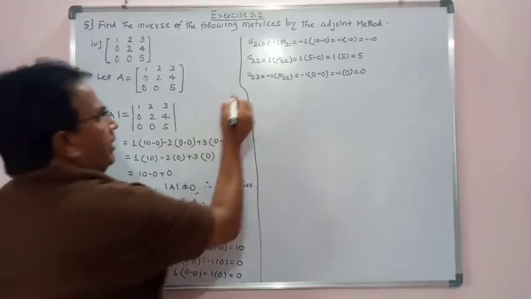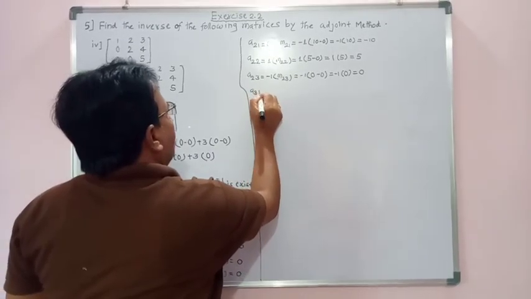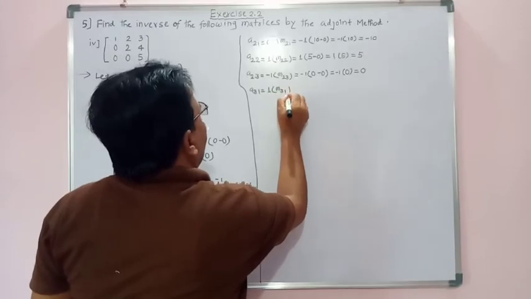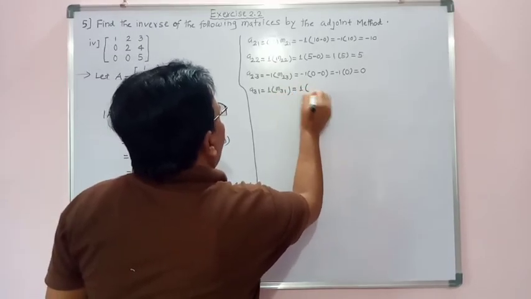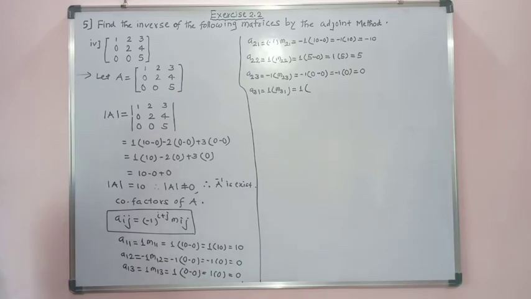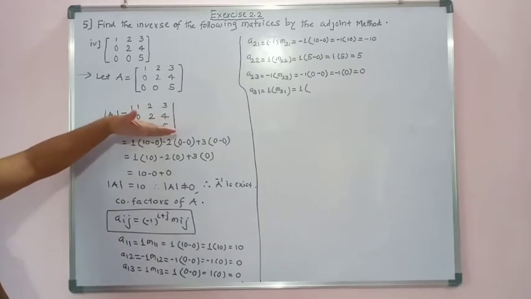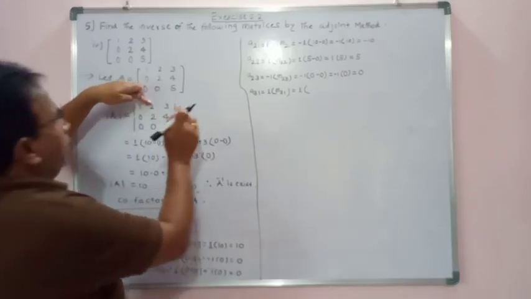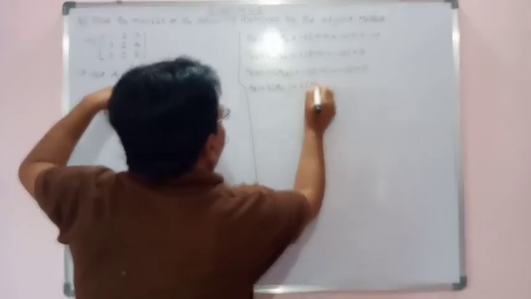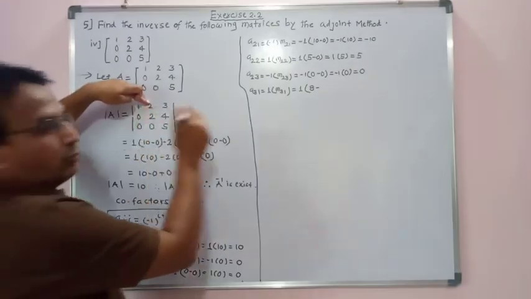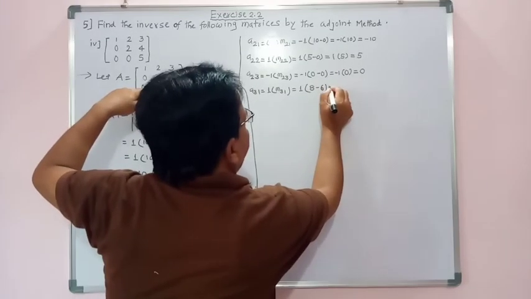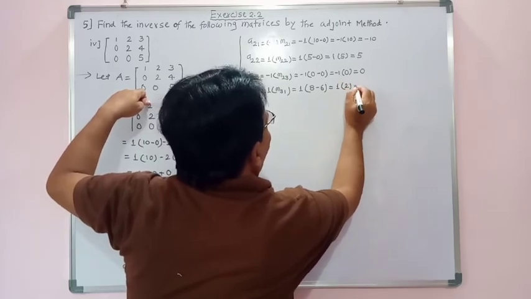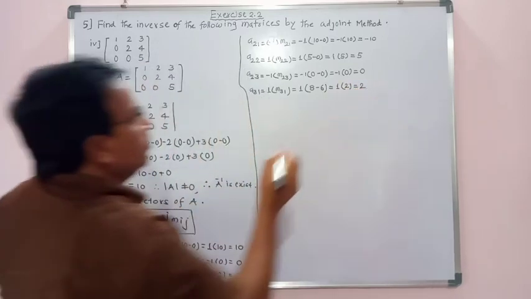And next cofactor is A31 equal to plus 1 into M31. What is the value of M31? M31 leaving of third row, first column. 2 into 4 is a 8. And this direction is a minus. 2 into 3 is a 6. 8 minus 6. Plus 1 into 8 minus 6 is a 2.